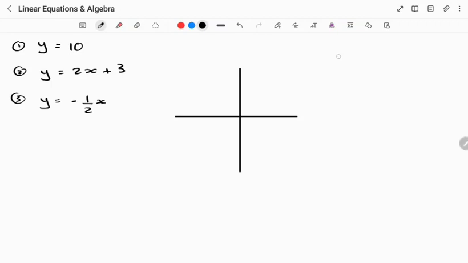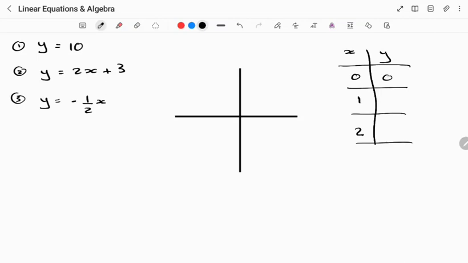We can do a similar thing. We can create a table. Let's say x and y for some values. So let's say when x is 0, 1, 2, and let's see what y values we get. When x is 0, y is 0. When x is 1, y is -1/2. And when x is 2, y is -1.